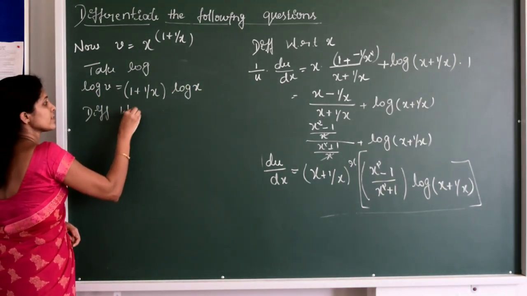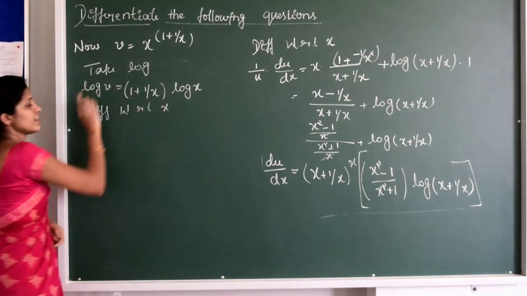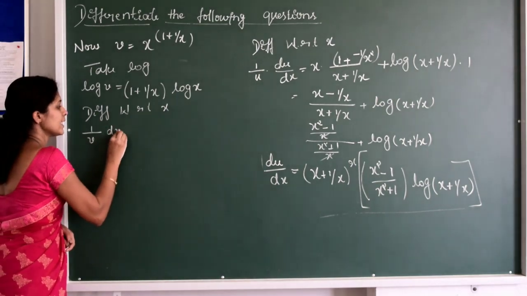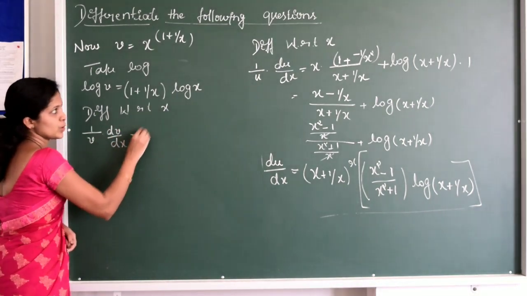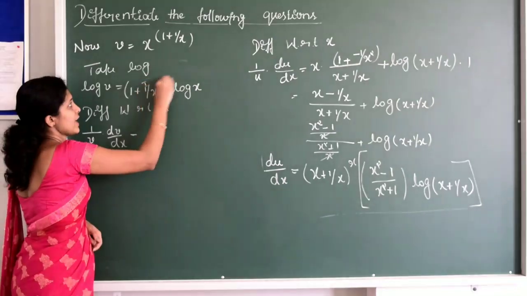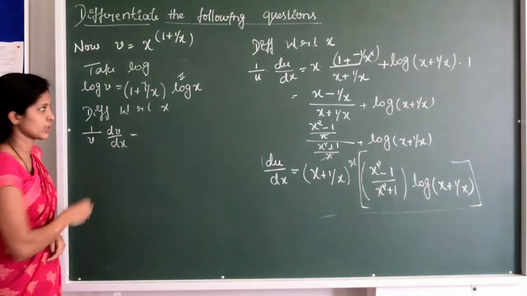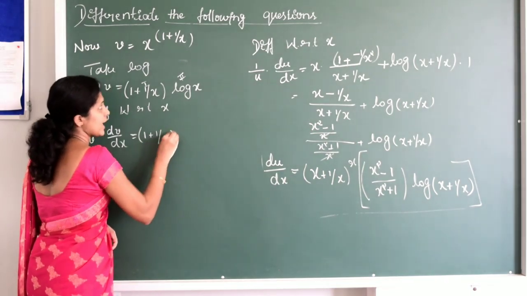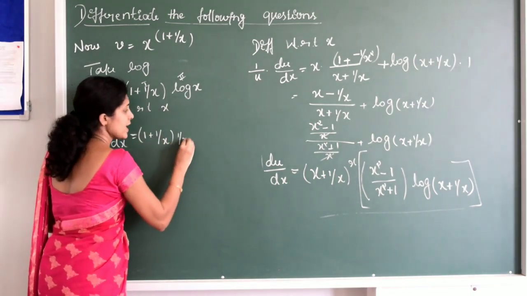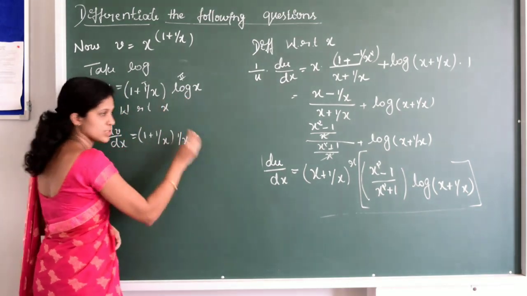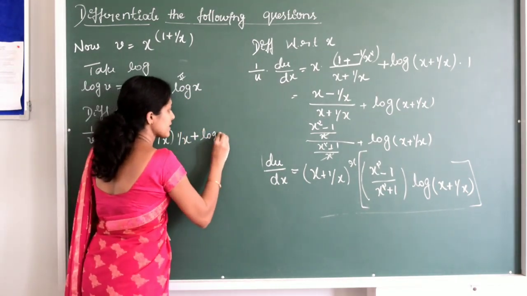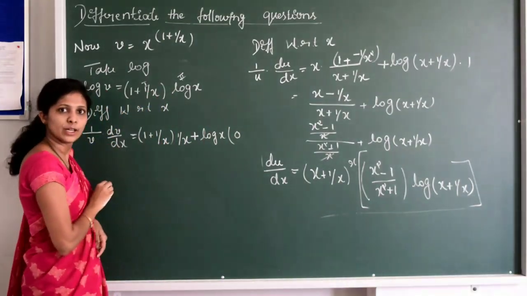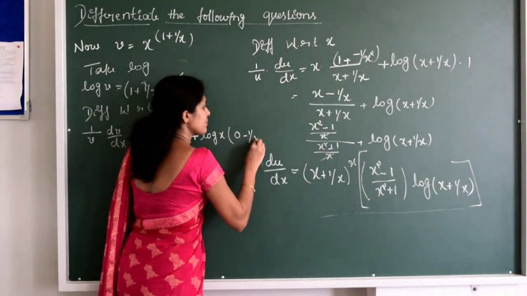Differentiating with respect to x, derivative of log v will be 1 by v into dv by dx is equal to, here two functions are there, so consider this as 1 and 2 and apply the product rule. So first function as it is, that is (1 plus 1 by x), and derivative of log x is 1 by x, plus I'll keep the second function as it is, that is log x into derivative of 1 will be 0 and derivative of 1 by x is minus 1 by x square.